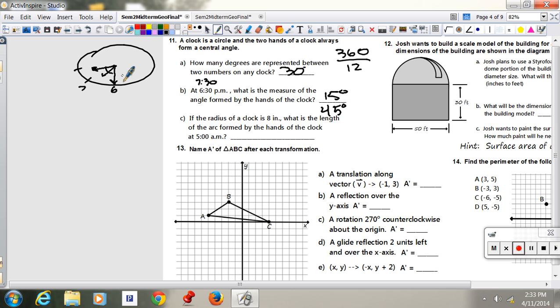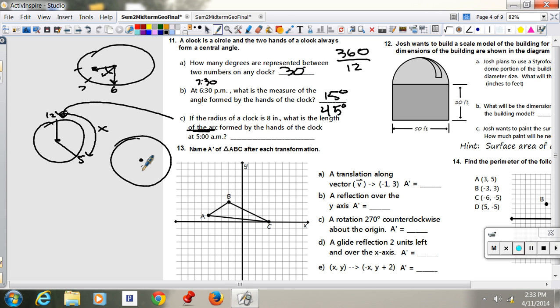Now let me draw a couple more for this letter C right here. Okay, you've got 5 o'clock. Here's your 12, your 5. And we want to find this arc from here to here. What is the length of the arc formed at 5 o'clock? If you have a different test, then it's 4 o'clock, and we want to know this arc right here, x. Now this one has a radius of 8. This one has a radius of 6. So we want to find out the length of that arc.